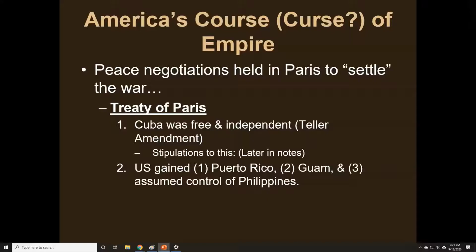Also with the Treaty of Paris, the United States gains territories. So we gain Puerto Rico, Guam, and then control of the Philippines. And we'll talk about two of those with a little bit more detail.